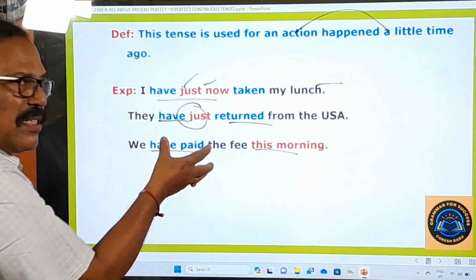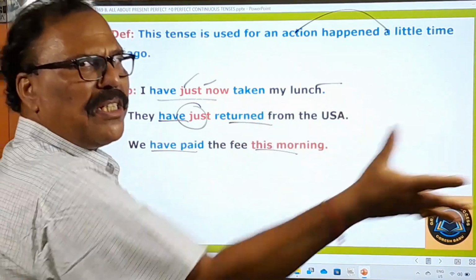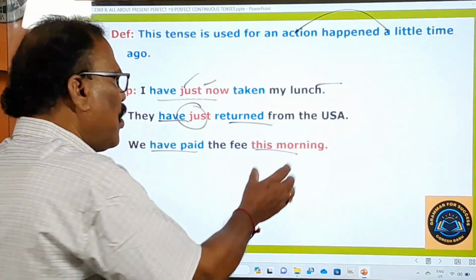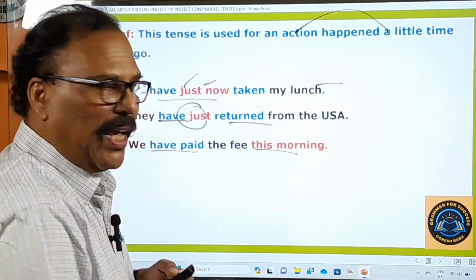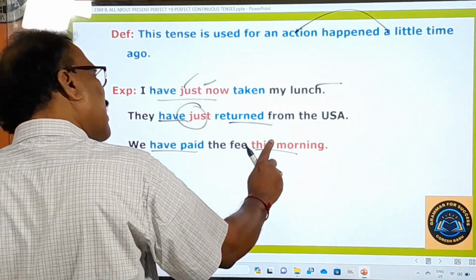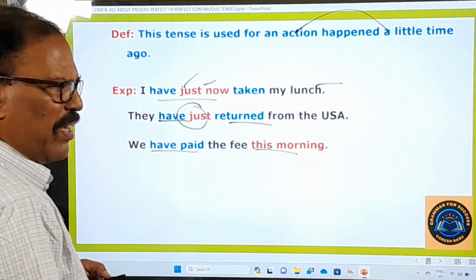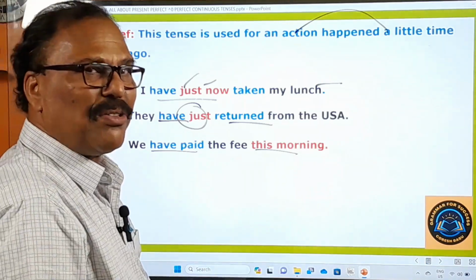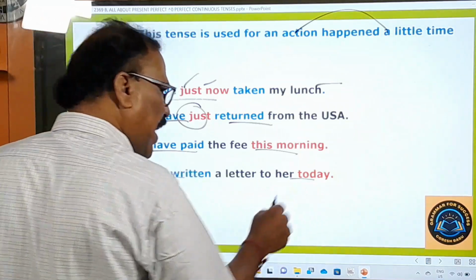So paying the fees is a big action. So "this morning" means ఈ ఉదయమే జరిగింది చెల్లించాలి. That means you are taking this morning as near as possible. Yes, you think it is a near time for you, right? And you say, we have paid the fees this morning. ఇవాళ పొద్దుగాలనే పే చేశాంరా, you say sometimes. Okay, and he has written a letter to her today.